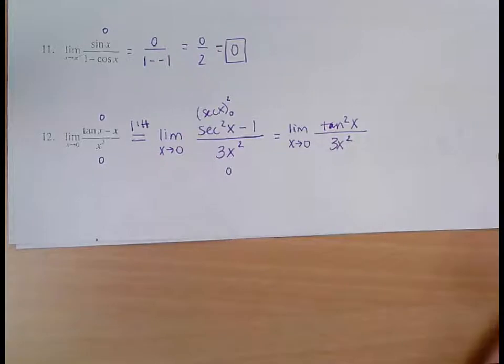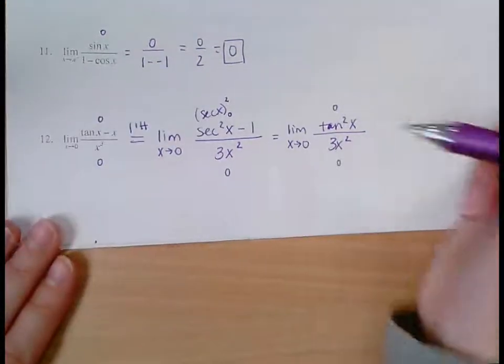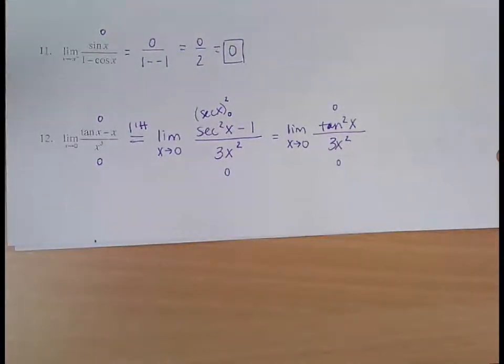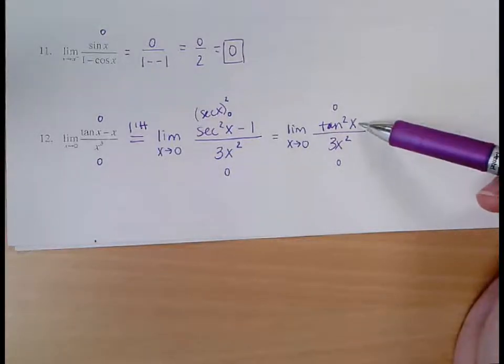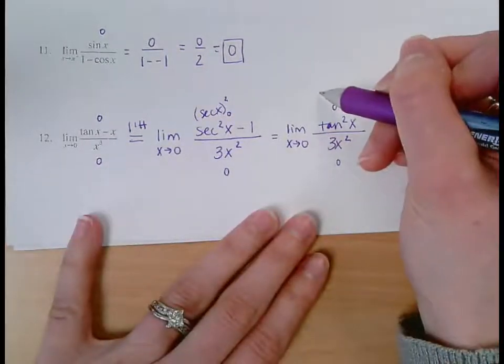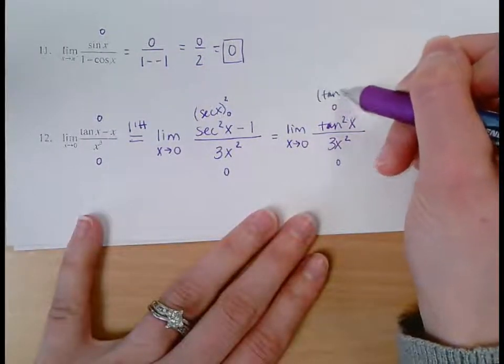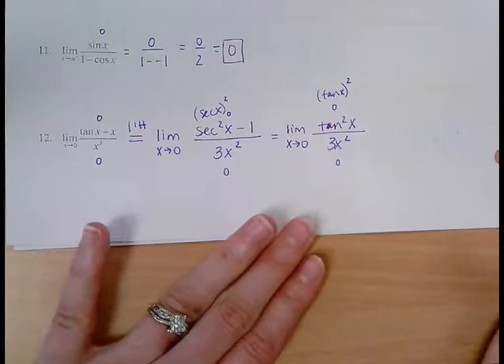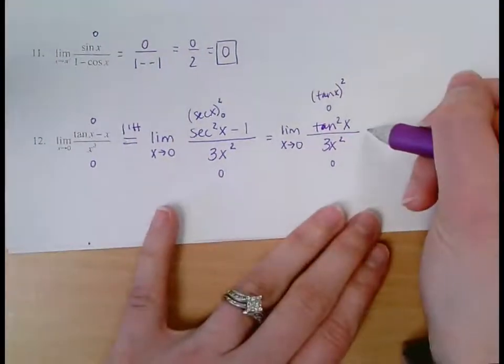Okay, so this is equivalent. You still have 0 over 0 because tangent of 0 is 0. So your indeterminate form didn't change. However, this is an easier form to take the derivative of. Now, you have to remember tangent of x quantity squared, so chain rule applies.